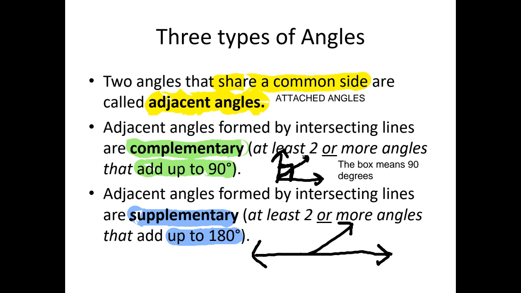This angle and this angle along this straight line add to 180 degrees. Okay. Supplementary means you have a straight line. Okay? And the key is finding that straight line.